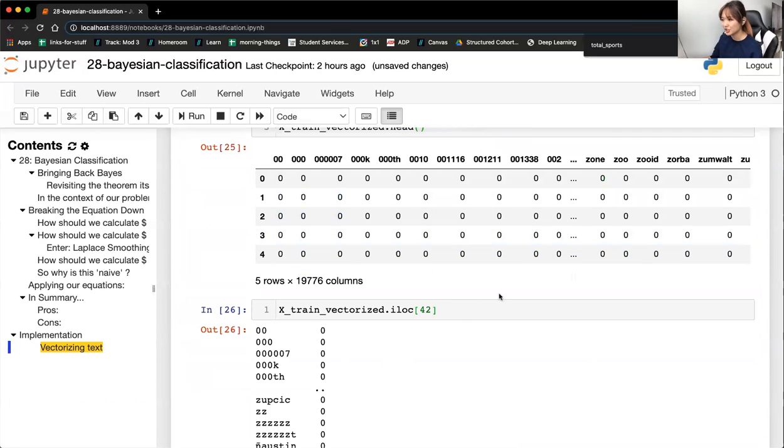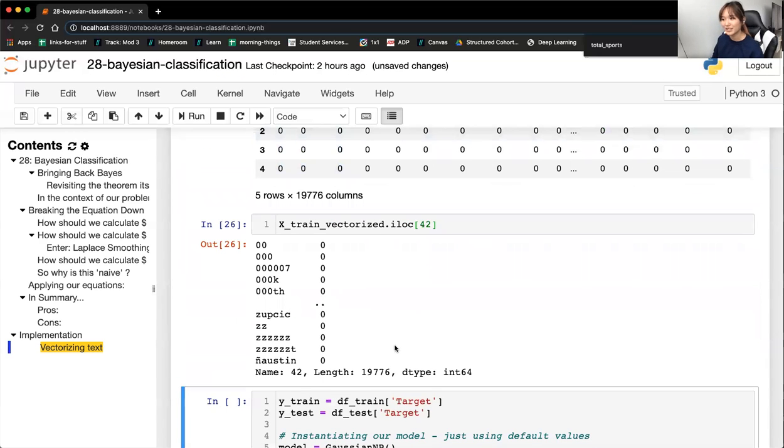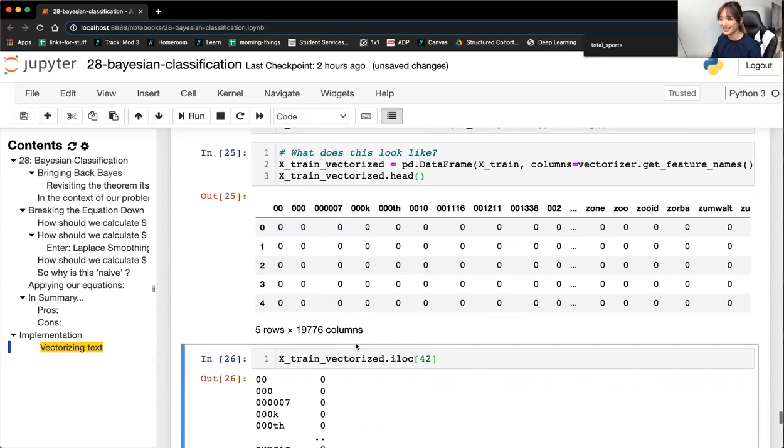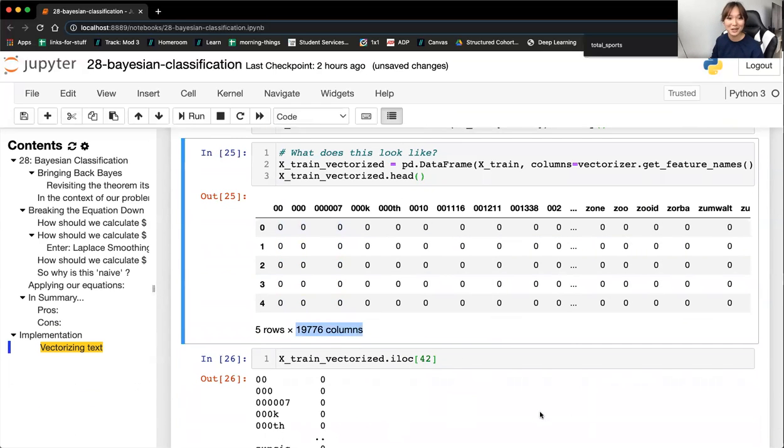It turns each article into a representation, like a vector of numbers. So you can see here, it's a data set of almost 20,000 columns.